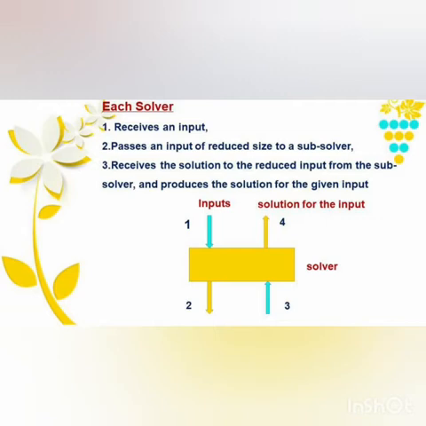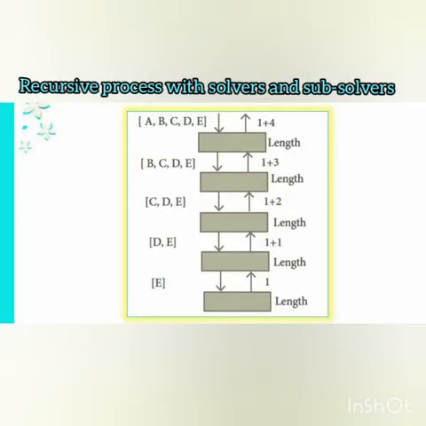So, the first step is to receive an input, the second step is the reduced input, and the third step is to find the solution for the reduced input, which means a subsolver. Once we find the solution for the reduced input, the next step is to produce the solution for the original input. So, this is the step-by-step process happening in a recursive process. Here is the diagram that shows the recursive process with solvers and subsolvers, which specifies the input received and the solution produced by each solver.